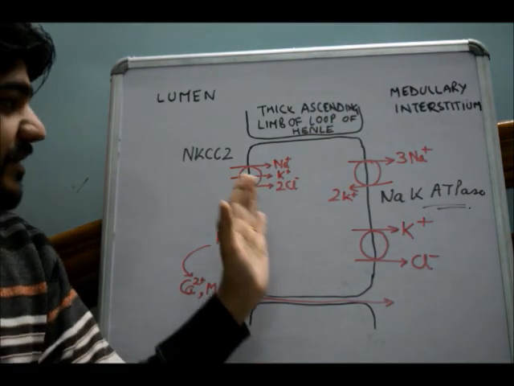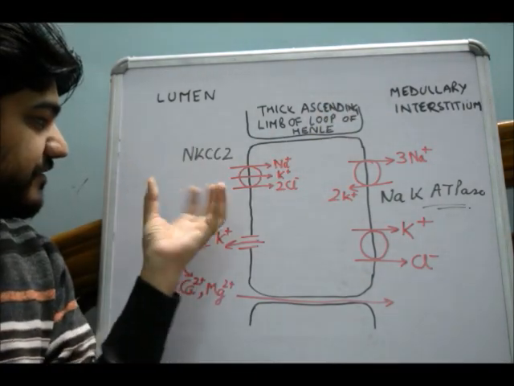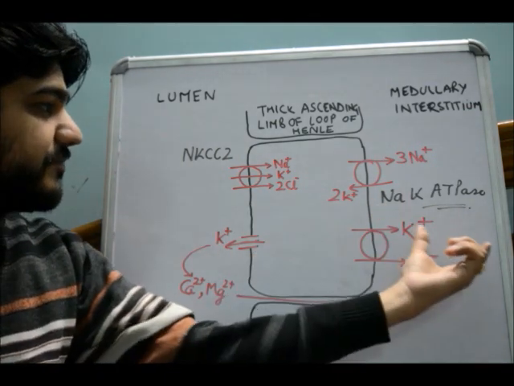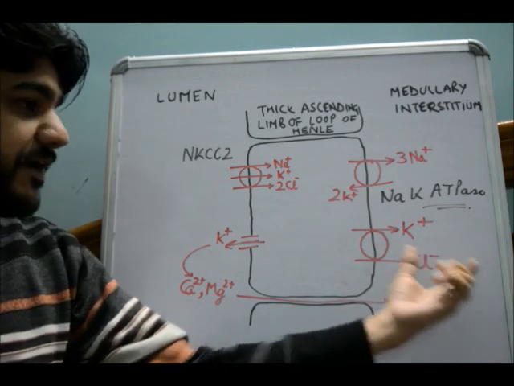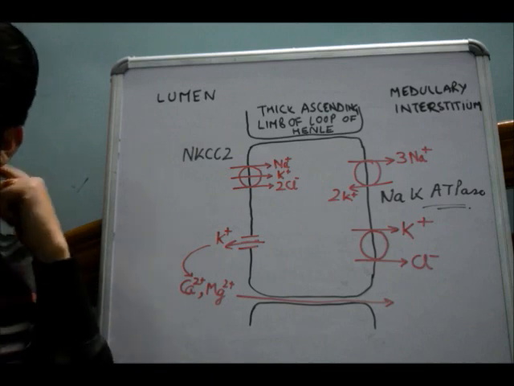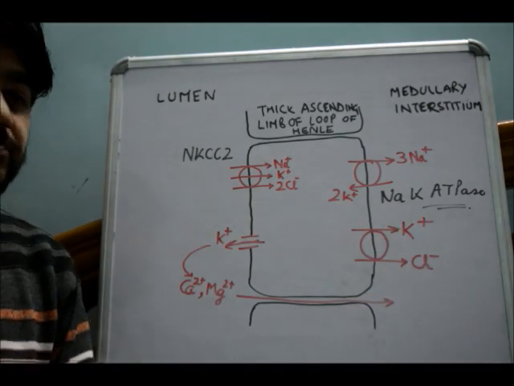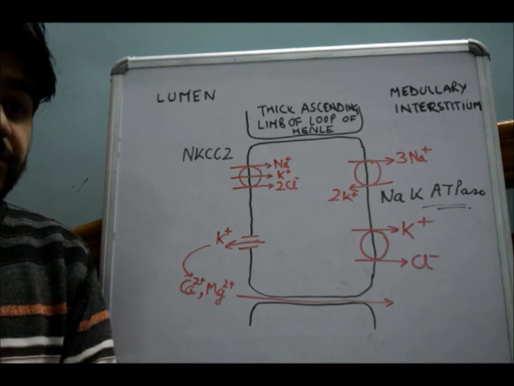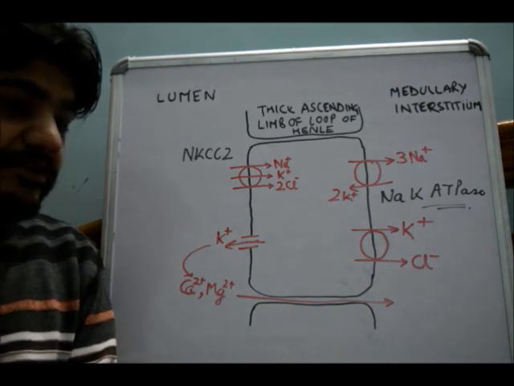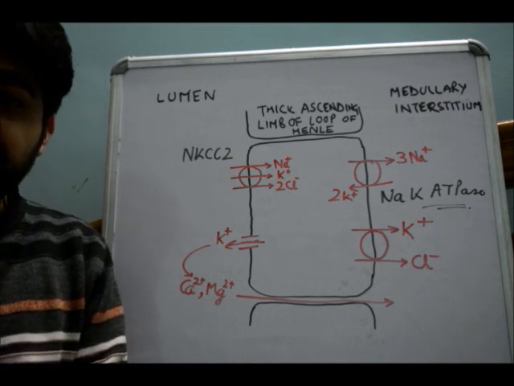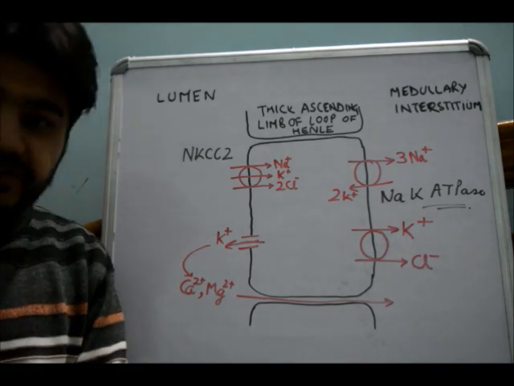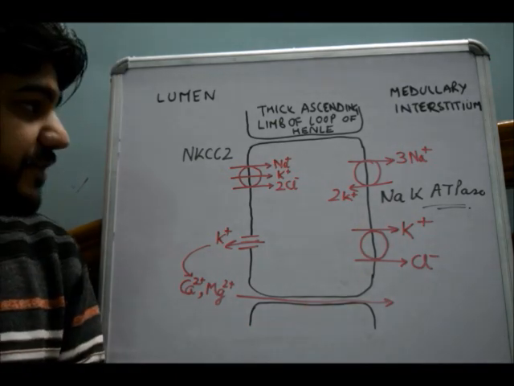So whatever these ions you have taken away from the lumen, they are going into the medullary interstitium, and the medullary interstitium concentrates these ions, and this movement of these ions is actually responsible for what we call medullary hyperosmolarity. And this medullary hyperosmolarity is very important for the final concentration of urine, which I will be discussing later, but I will be giving an account of that also here.